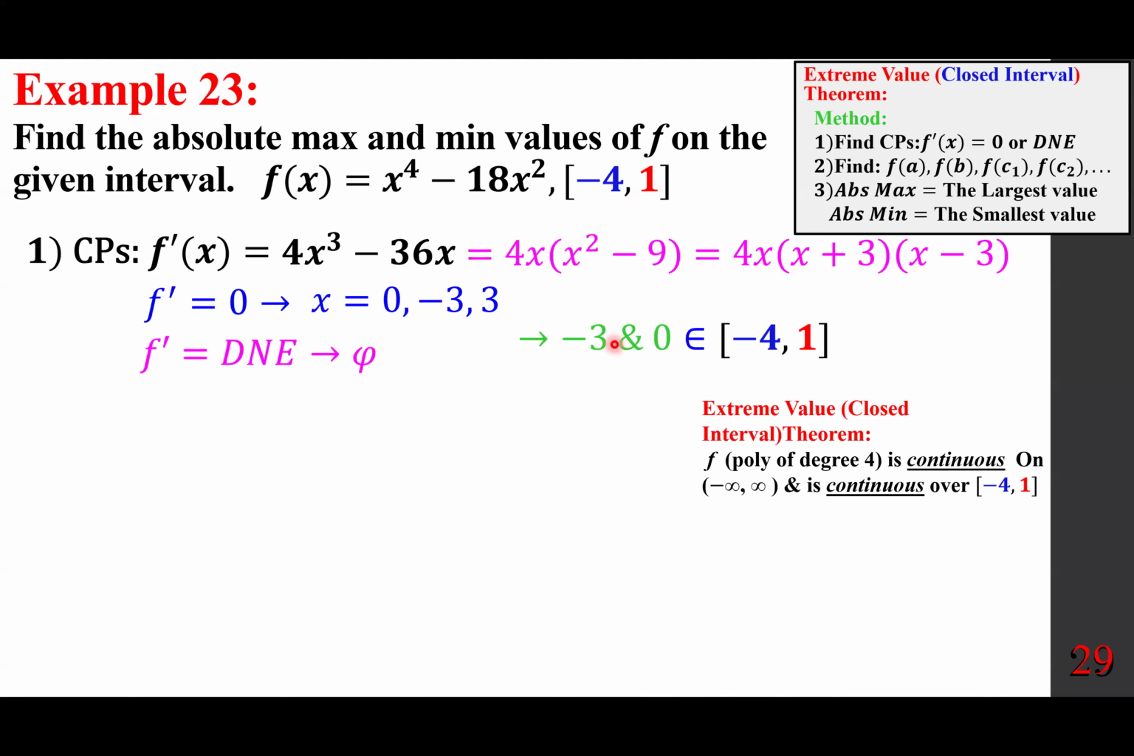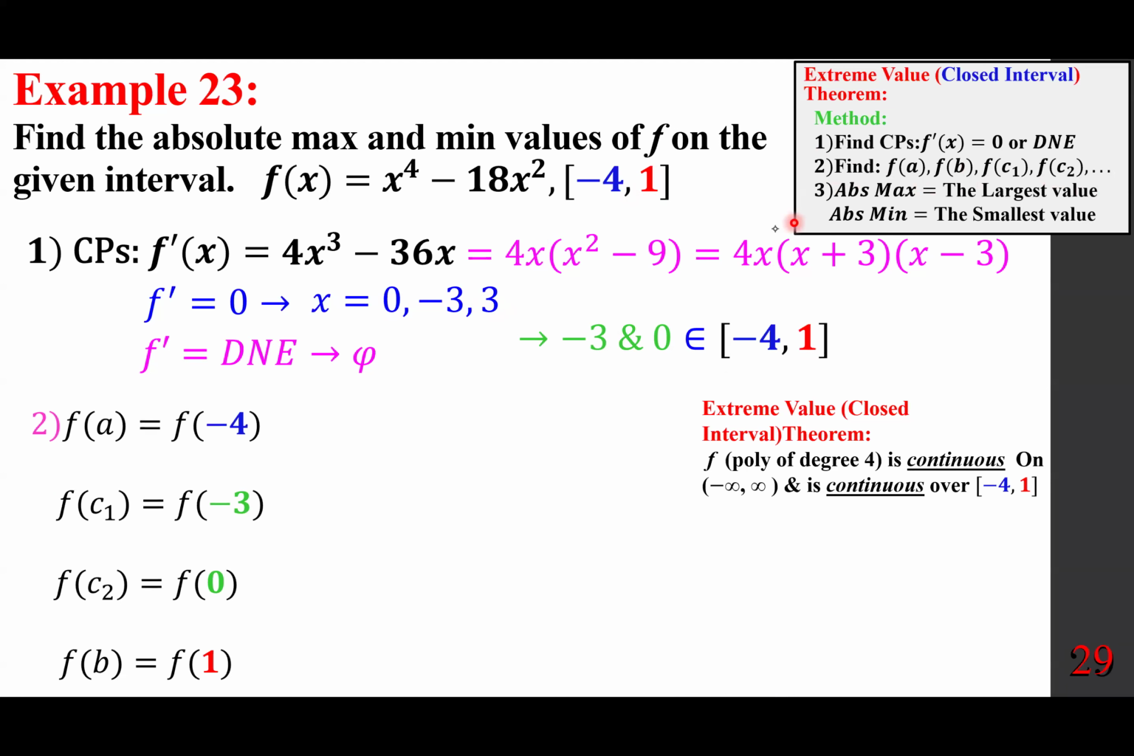We are going to go to the third step, which says find f of a, f of b, f of c1, f of c2. So plug in the endpoints as well as the critical points. So you use this function, we plug in negative 4, we get negative 4 to the power of 4, minus 18 times negative 4 squared. We get 256 minus 288, giving us negative 32. Now this is all elementary algebra, basic math you're evaluating.